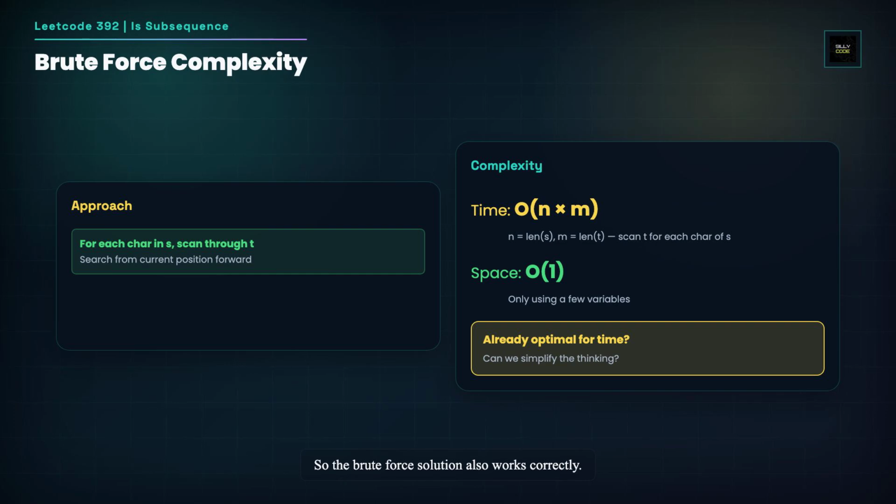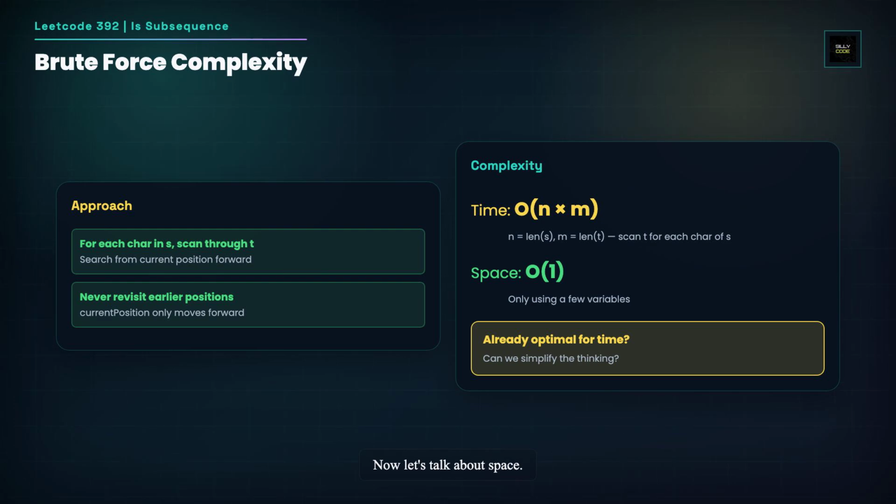Now let's analyze the complexity. For every character in string s, we may scan through a portion of string t. Across the entire algorithm, every character of string t is visited at most once. So the total time complexity is O of n plus m, where n is the length of string s, and m is the length of string t. Now let's talk about space. Did we create another string? No. Did we create another array? Again, no. We're only using a few variables to keep track of our current position. So the extra space required is O of 1. The complexity is already very good.